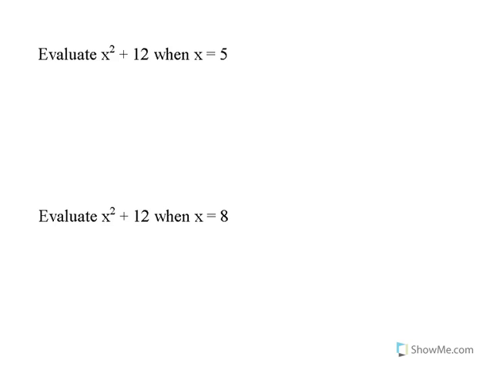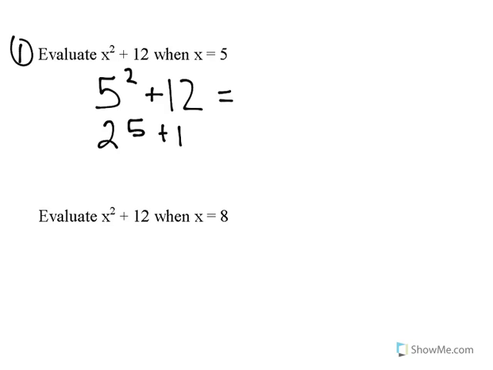Okay, so number one, evaluate x squared plus 12 when x equals 5. Whenever you see a question like this, all you really have to do is wherever you see an x, you substitute whatever they tell you x is. So in this case, x is 5. So 5 squared plus 12. All we have to do now is follow order of operations. Our order of operations says do exponents first, so this becomes 25 plus 12. And 25 plus 12 is simply 37.